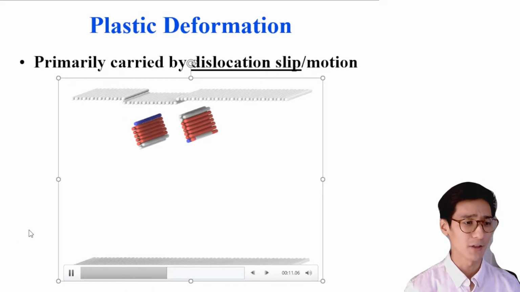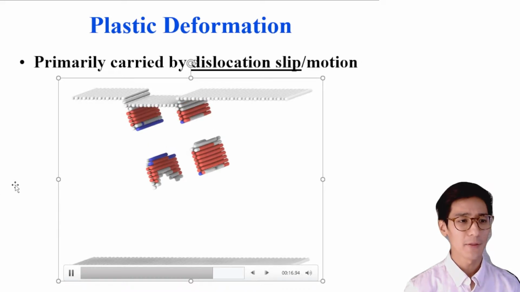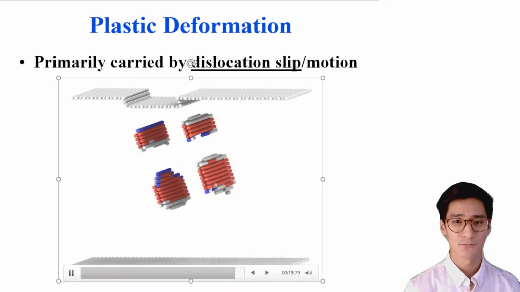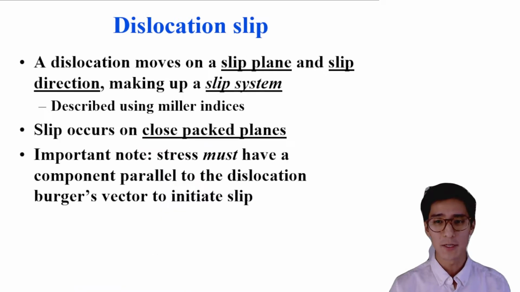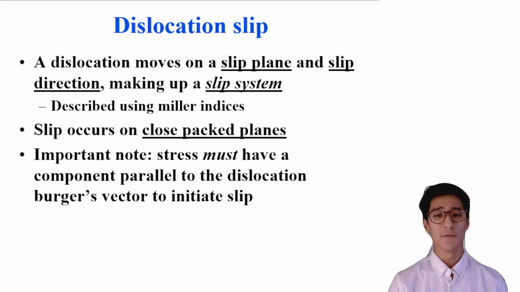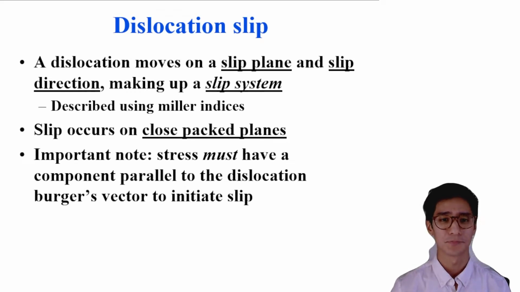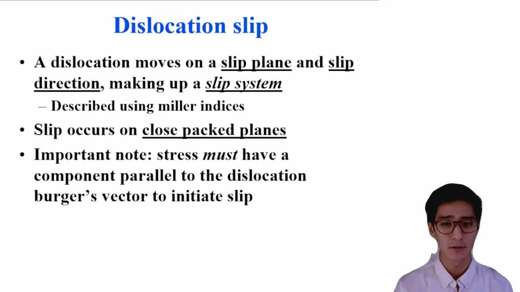You can also see that they're gliding on parallel planes in the same direction. This is called a slip system. The slip systems can be described using Miller indices, and typically, slip occurs on close packed planes. If you recall, FCC close packed planes are 1-1-1 planes, for example. An important thing to note here also is that for the dislocation to move, the applied stress must have a component parallel to the dislocation Burgers vector to initiate slip. And we'll explore this with critical resolved shear stress in a few slides.